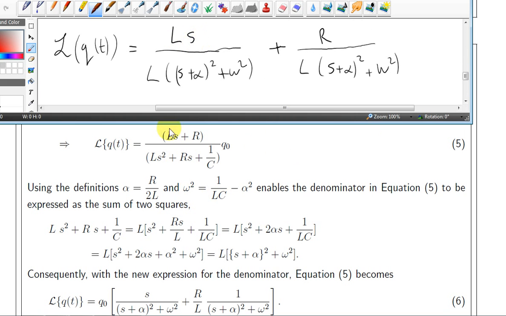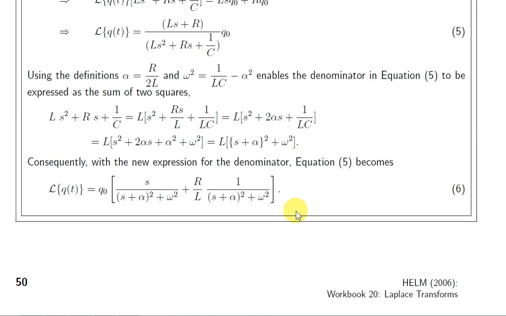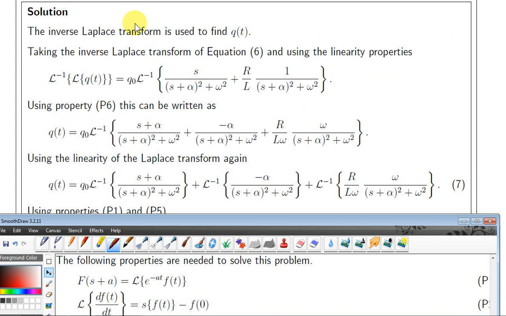We plug that in here. We split up the numerator. The numerator is Ls plus R, times q naught actually. So all of this is multiplied by q naught. So we take Ls over the common denominator, and we take R over the common denominator. So we just split this numerator, Ls plus R. So we have two fractions now, and each of these fractions should look familiar. We took inverse transforms of these things before.